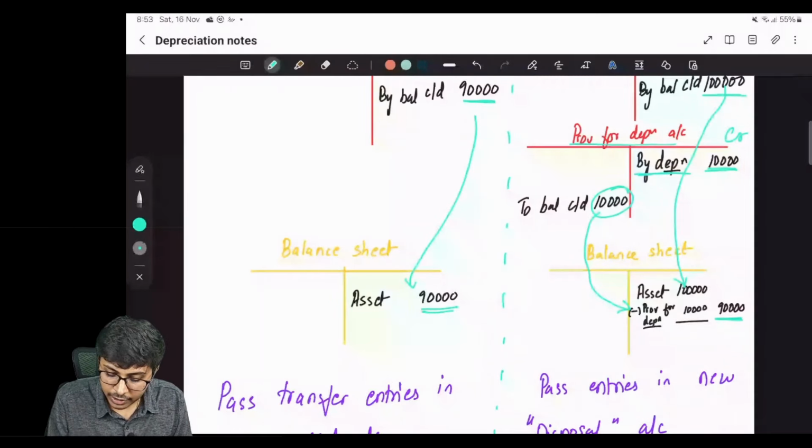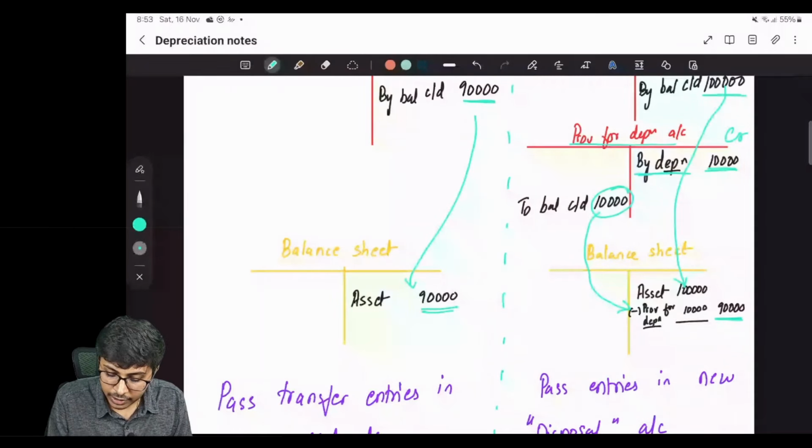Illustration 7. See, I told you about the production method and depletion method. You solve these problems, you will understand. You solve some previous year questions also. It's very easy. It will be done in no time. So illustration 7, let's read the question quickly.